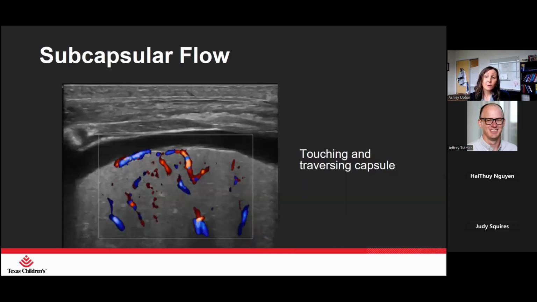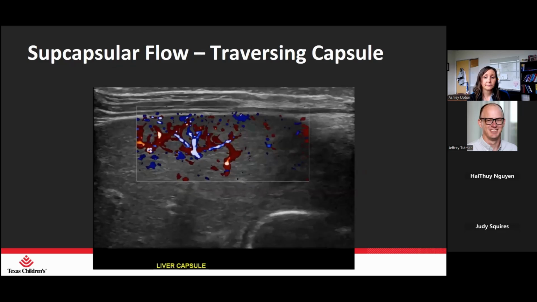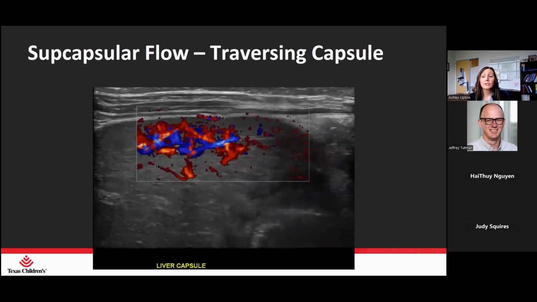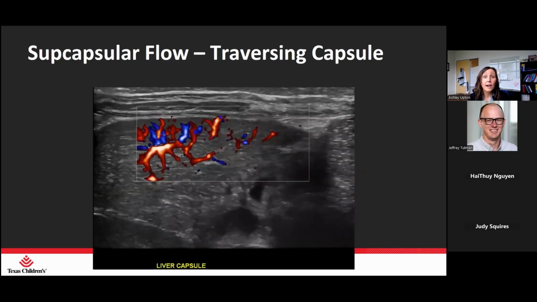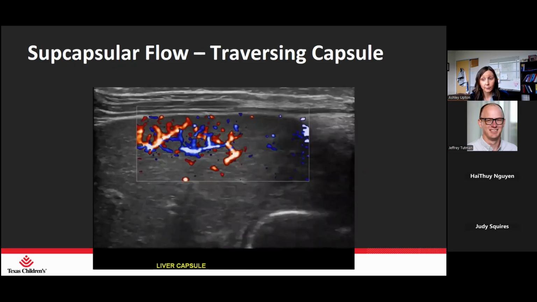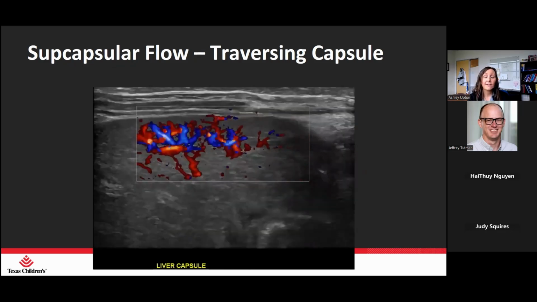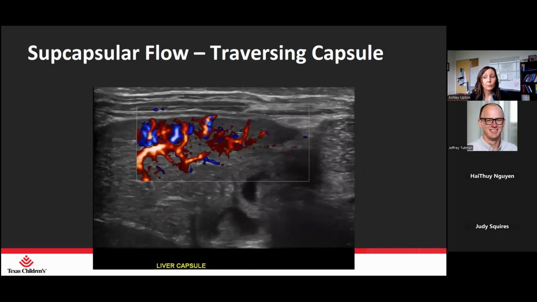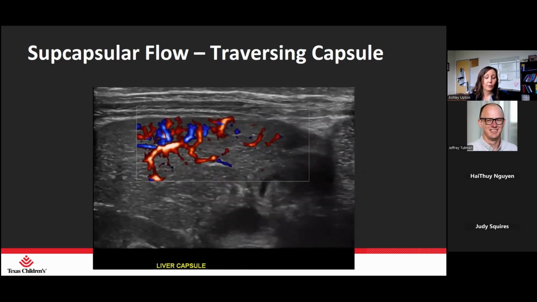In the setting of severe portal hypertension, not only can you find hepatic arterial flow touching the capsule, but you may also see it traversing the capsule, which is seen on this image of a patient with severe portal hypertension. And this is a cine clip showing subcapsular flow, again, not only touching, but also traversing the liver capsule in a patient with clinically significant portal hypertension. And this is one more secondary finding that we can assess for in these patients.